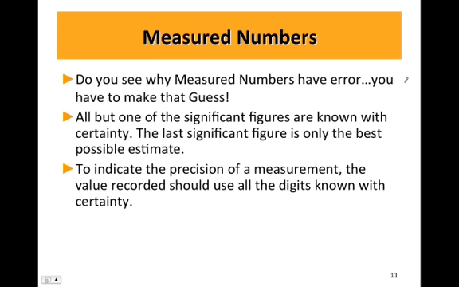So, do you see why measured numbers have error? We have to guess the last digit, and any time that we're responsible for something, that means there's some inherent error. We definitely have to record all the digits we know with certainty, and then have one more digit at the end that we have guessed.